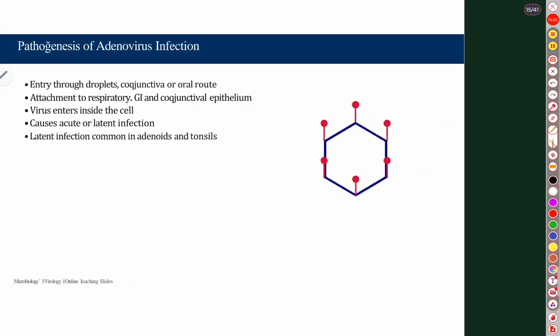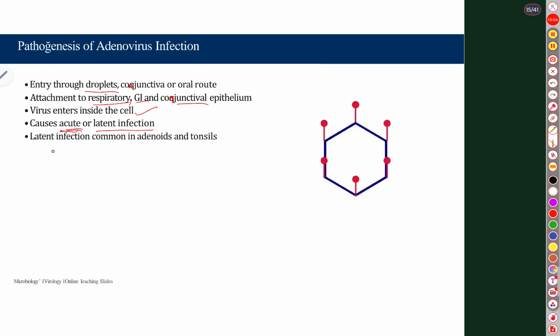Then what is the pathogenesis of adenovirus? The adenovirus enters the host cell through droplets, aerosols, conjunctiva or the oral route. After it enters the host cell, it gets attached to the respiratory epithelium, GI epithelium and conjunctival epithelium, and then it causes acute or latent infection.